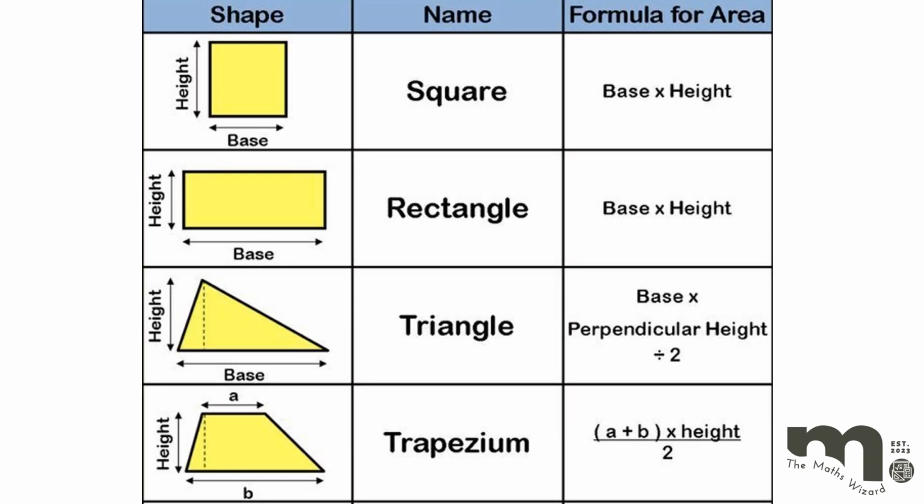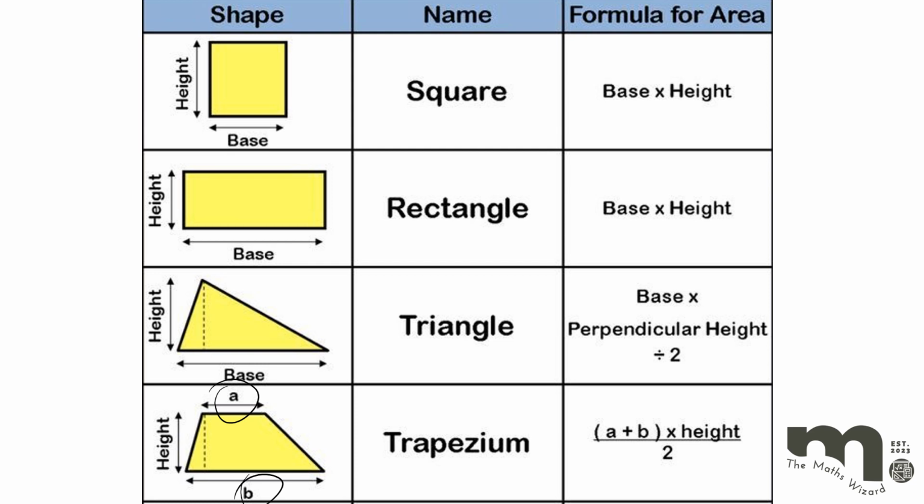Here are some formulas that you need to remember for polygons. For squares and rectangles, it's a simple case of doing the base times the height, or the length times the width, if you want to look at it that way. Triangle, slightly trickier. You need to do the base times the perpendicular height. That's the height at a 90-degree angle. And then trapezium, slightly trickier. You've got to do a plus b, and the a plus b is referring to the top and the bottom of the trapezium. You can then multiply it by the height again. That's got to be the perpendicular height, and then you divide it by 2, and that will tell you the area of any trapezium.